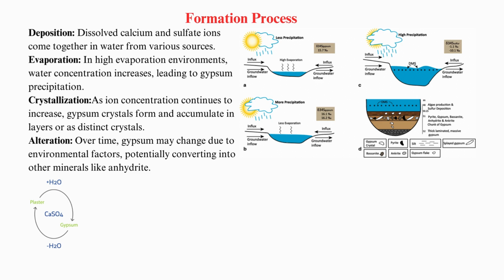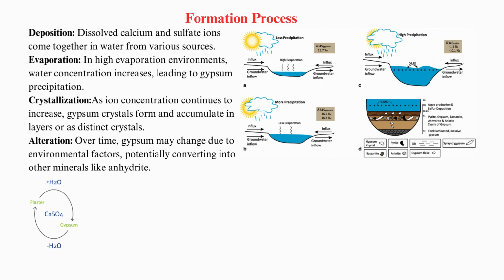Crystallization. As the concentration of calcium and sulfate ions continues to increase, gypsum crystals begin to form. These crystals may grow over time, eventually accumulating in layers or beds within sedimentary rocks or depositing as distinct crystals in caves or other underground environments. Alteration. Over geological time, gypsum may undergo alteration processes, such as hydration and dehydration, depending on changes in temperature, pressure, and the presence of other minerals. These processes can lead to the conversion of gypsum into anhydrite or other minerals.